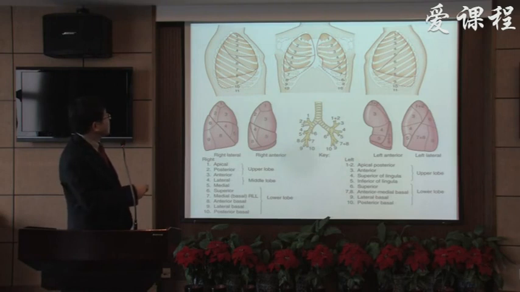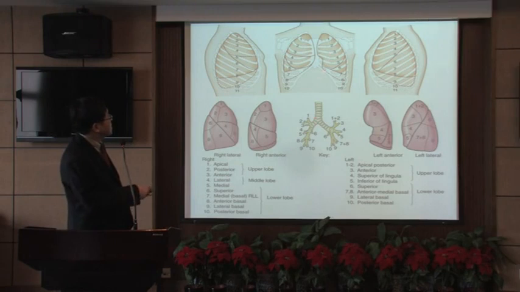The right lung is divided into 3 lobes: this is the upper lobe, this is the middle lobe, and this is the lower lobe. The left lung is divided into 2 lobes: this is the upper lobe and this is the lower lobe.